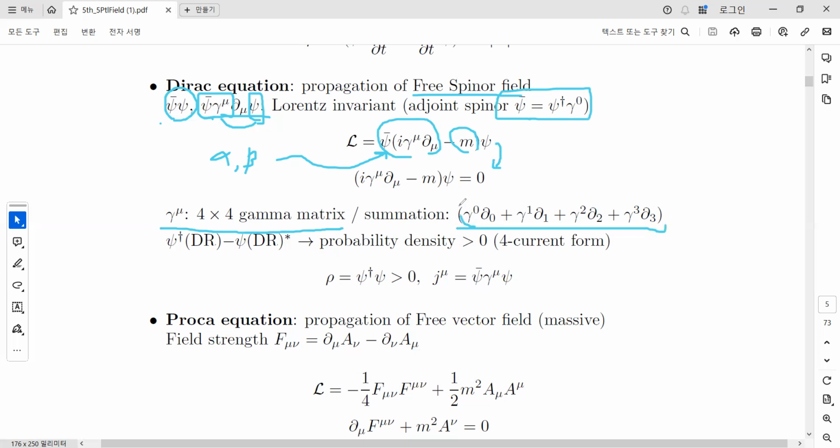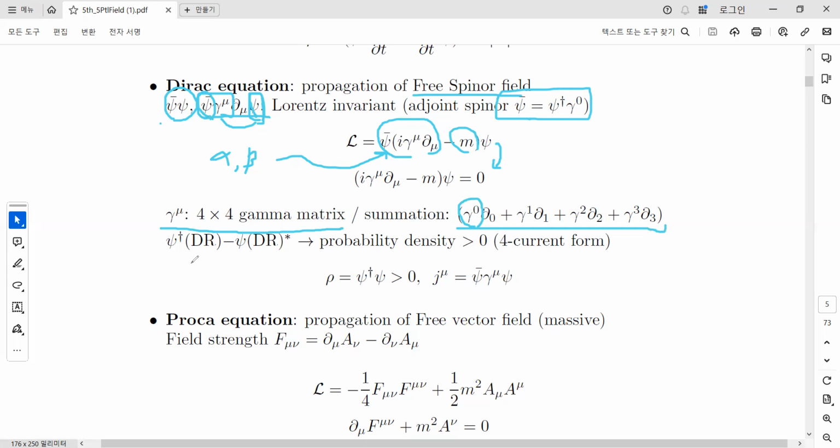So such a gamma 0 is a 4 by 4 matrix. Be careful about the dimensions of this gamma matrix. The spinor is 4 by 1, and the adjoint spinor is 1 by 4. So the gamma matrix, which is 4 by 4, acts on such a spinor.